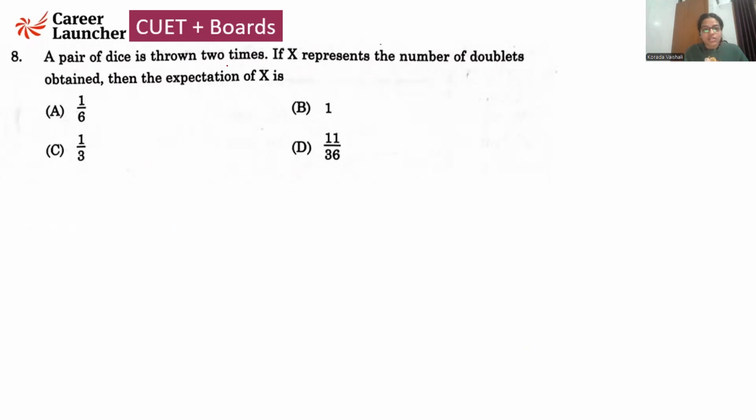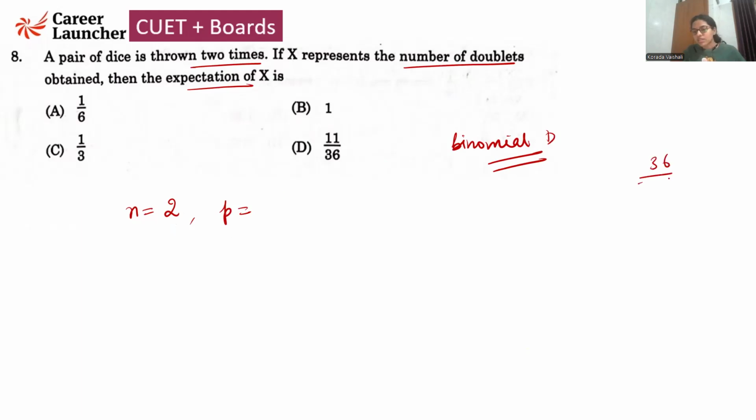A pair of dice is thrown two times. If X represents the number of doublets obtained, what is the expectation of X? So what do we have here is how many times am I throwing the die? Twice. And what we need to focus on is the number of doublets. So can I say that I can make use of the concept of binomial distribution over here, where the success is getting a doublet?